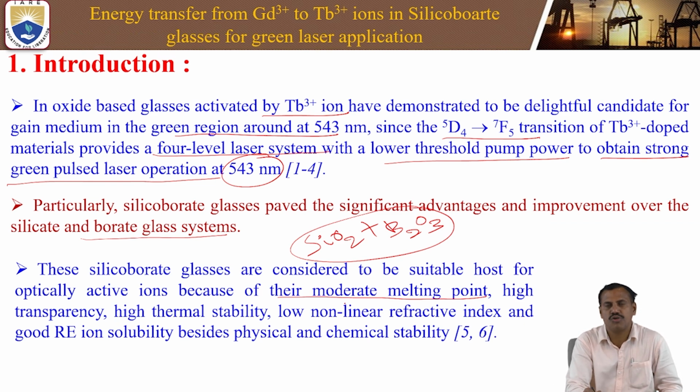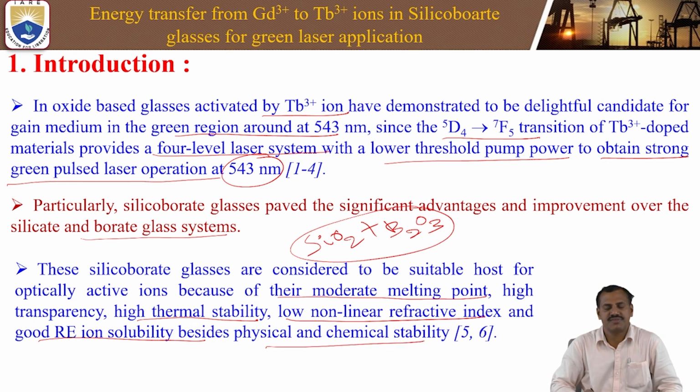That is because of their moderate melting point. That is not high, not low, on average medium. That is moderate melting point, high transparency, high thermal stability, low nonlinear refractive index, and good rare earth ion solubility. Besides, physical and chemical stability will be very high. Silicoborate glasses have important physical and optical properties. That is why we are focusing on the silicoborate glasses. They mix two hosts, that is silicon oxide and borate. So we are preparing silicoborate glasses, particularly terbium-3 plus doped silicoborate glass for green laser applications.